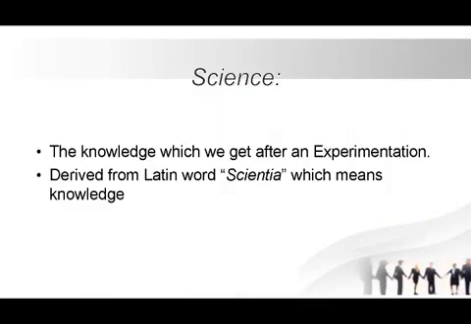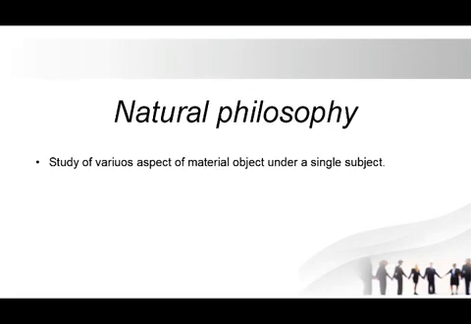Science, the exploratory study of the universe, the knowledge which we get after experimentation is called science. Natural philosophy, study of various aspects of objects under a single subject. For example, a philosopher must study biology, chemistry, physics, every subject. So all subjects are studied under a single subject. This is called natural philosophy. The knowledge of natural philosophy is based on reasoning and arguments. It has no experimental verification. The better the arguments, the more acceptable their theories or opinions will be.